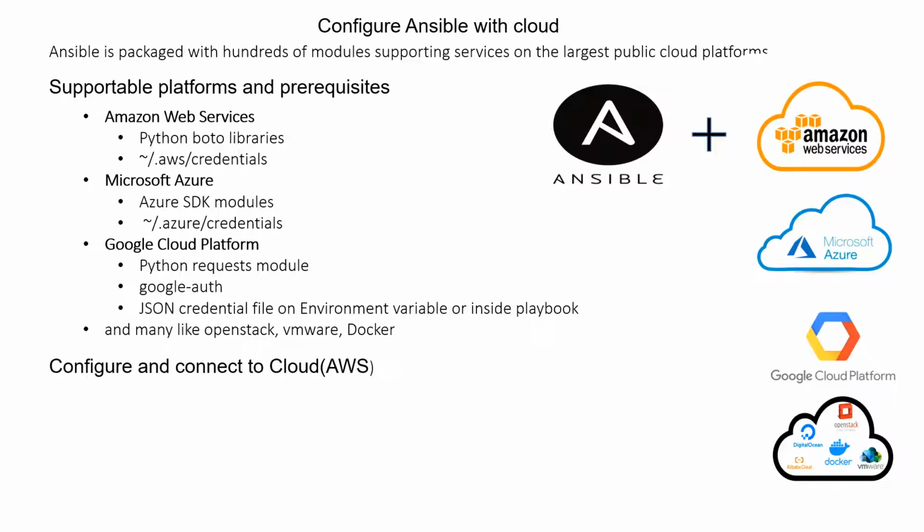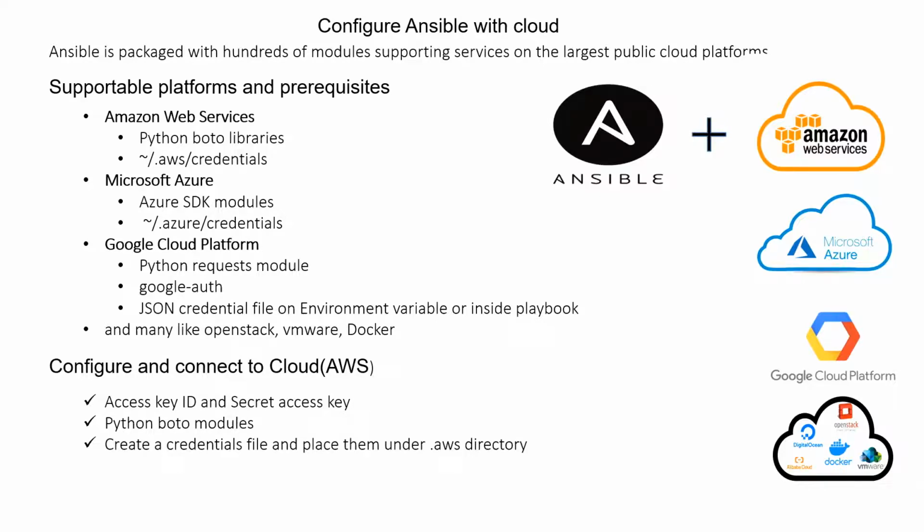Before doing that, let me explain how to do the connections and configuration. Initially we need the access key ID and secret key ID. This can be obtained from the Amazon console. Next we need to install the Python Boto libraries or modules on the Ansible machine. Then we will create a credentials file and place it under the .aws folder or directory. And finally we will create a playbook and execute it. So let me show you.